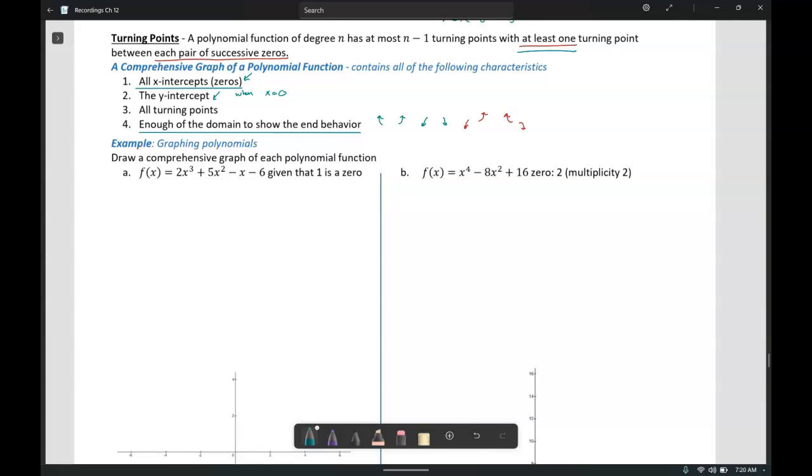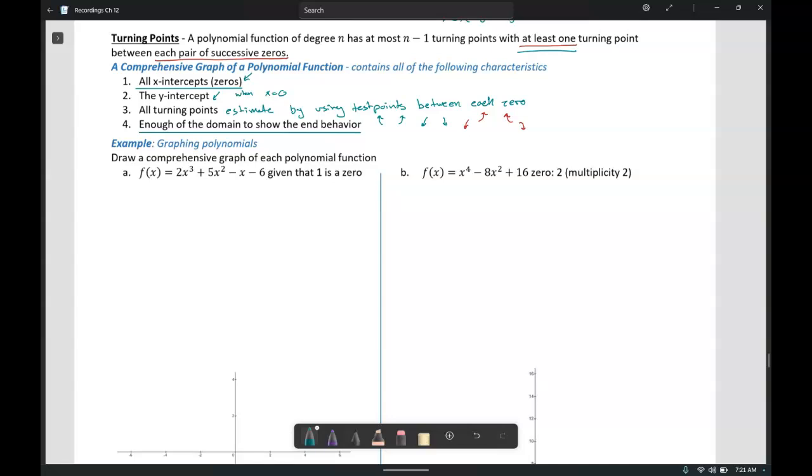For our y-intercept, it's really easy. It's going to be when x equals 0. Then we locate all the turning points. Those we're going to estimate by using test points between each zero. And that allows us to get an idea of where our turning point is going to be located.